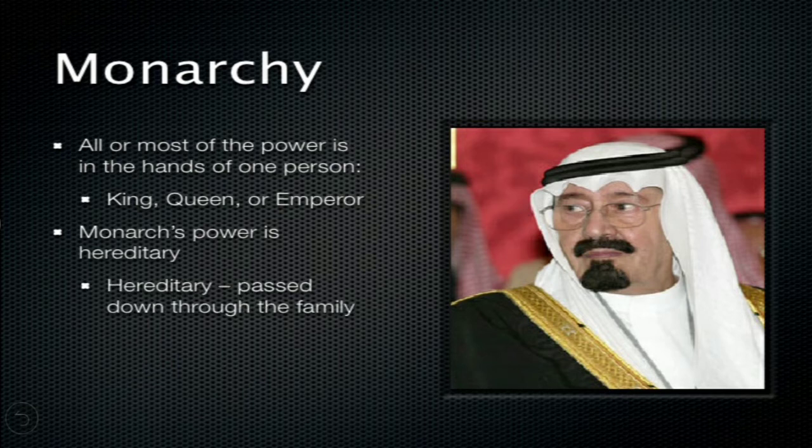What does hereditary mean? Hereditary means passed down through the family. Suppose the father is a monarch or a king, then his son will become the king and then his son, and further it goes on. That is the meaning of hereditary. And the best example of monarchy is Saudi Arabia.